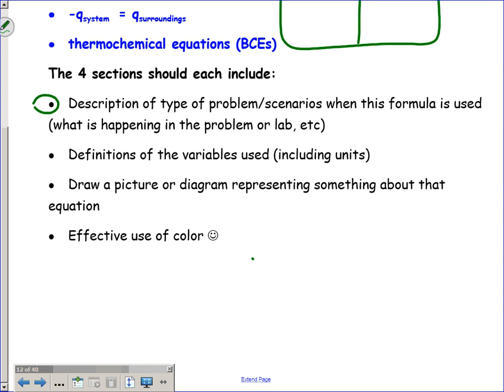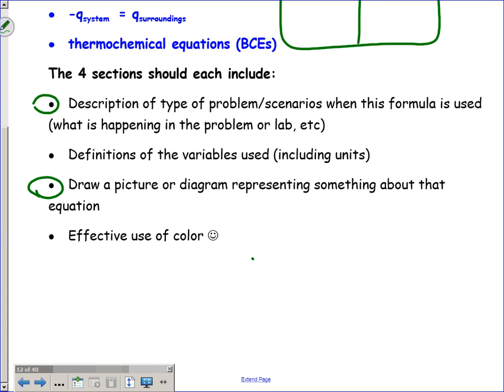because like in gases, I think we got those pretty quickly. These are a little different. And then a picture or diagram, something that would give us some indication of what the equation would maybe even look like in a real life scenario. And effective use of color. So I said start with a color piece of paper so it gives us some effective use of color.